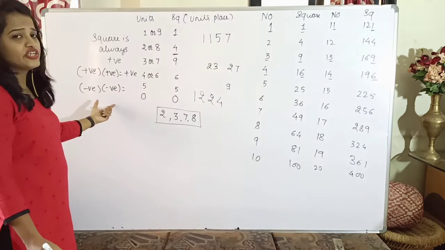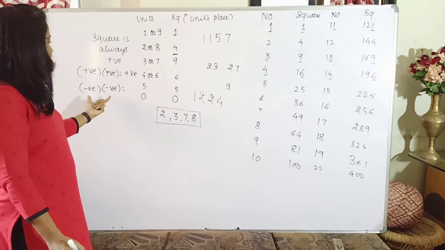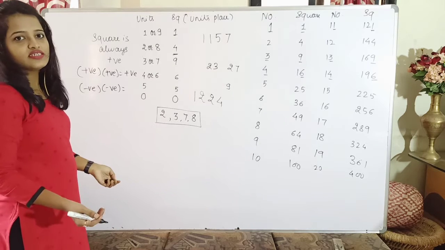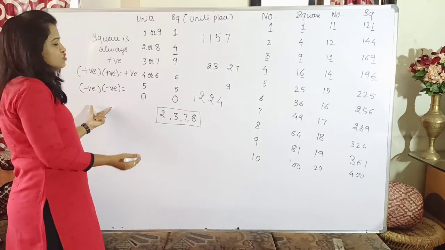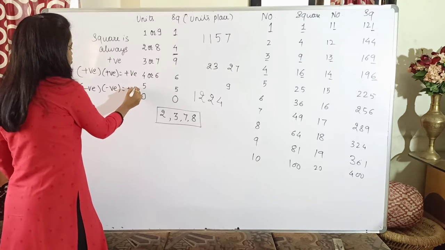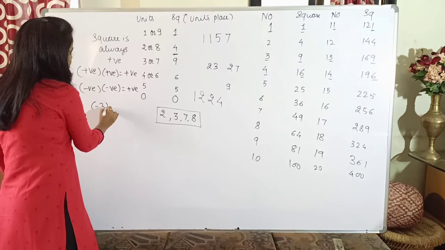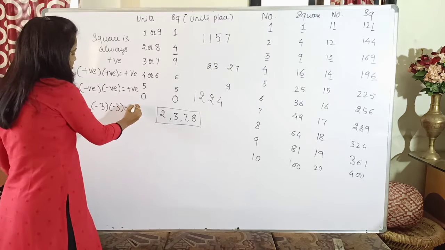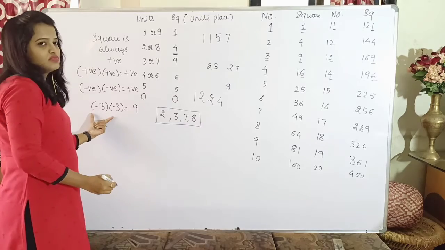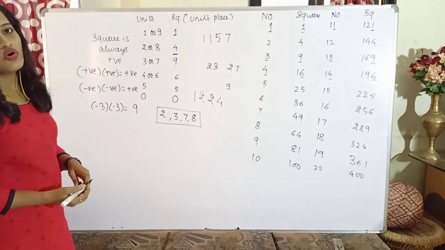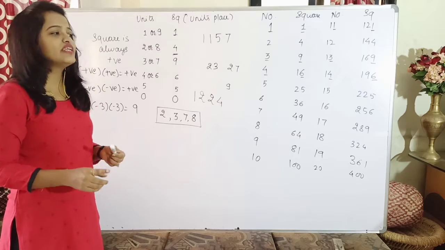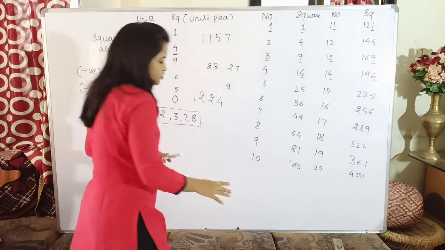Yes, negative into negative. The property is, when the number of negative numbers getting multiplied is even, the answer is positive. Now here there are two, so they are even, so definitely it will be positive. For example, minus 3 into minus 3, what do you get? Do you get it as minus 9? No, you get it as a plus 9. So even though the numbers are negative, their squares are always positive. So the second property says the square of any number is always positive.